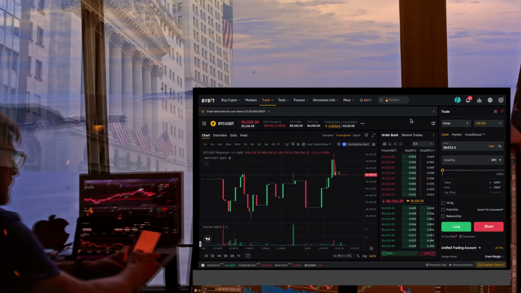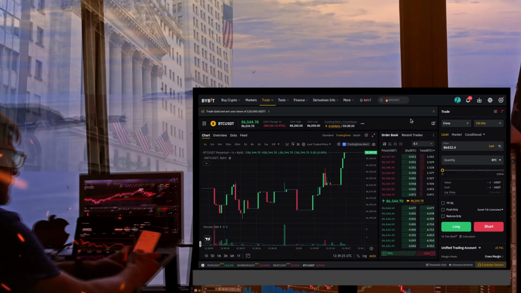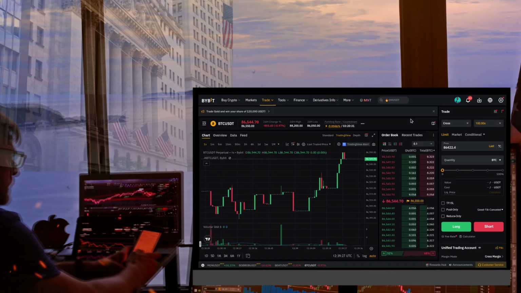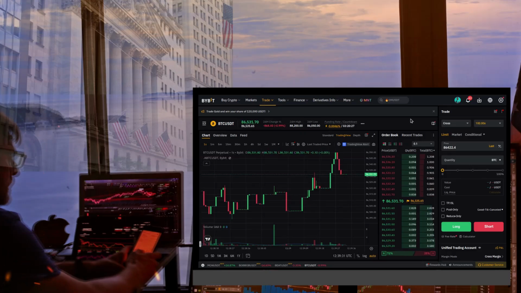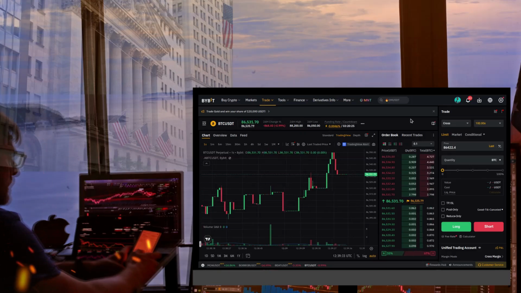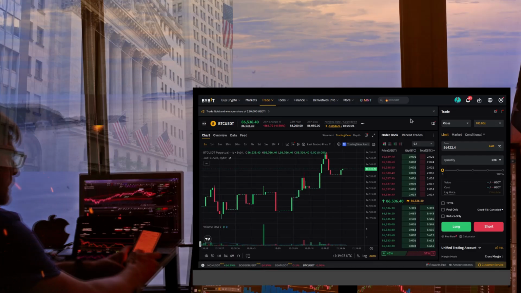How trends form, continue, and break. Trend formation. A trend begins with a simple shift. Uptrend starts when price makes the first higher high. Downtrend starts when price makes the first lower low. It is like a story beginning.